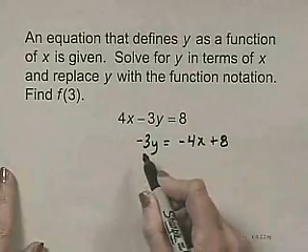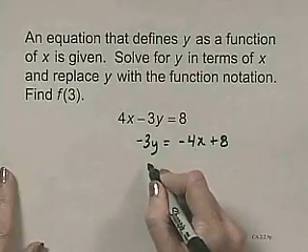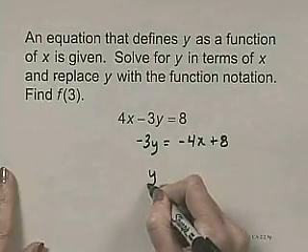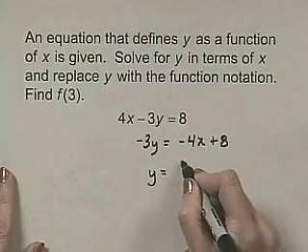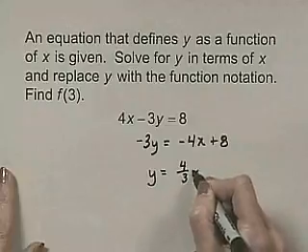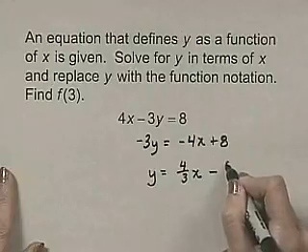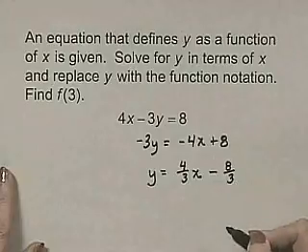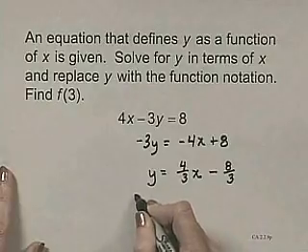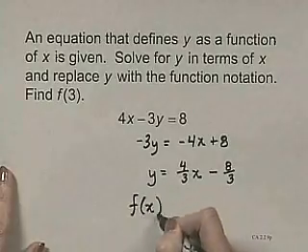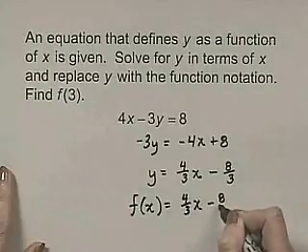Our next step will be to divide every term by negative 3. So we'll end up with negative 3y divided by negative 3, which is y, equals negative 4x divided by negative 3, which can be written as 4/3 times x, plus 8 divided by negative 3, which is going to be written as negative 8/3. Now we're going to replace y with the function notation. That can be accomplished by just rewriting this as f of x equals 4/3 x minus 8/3.